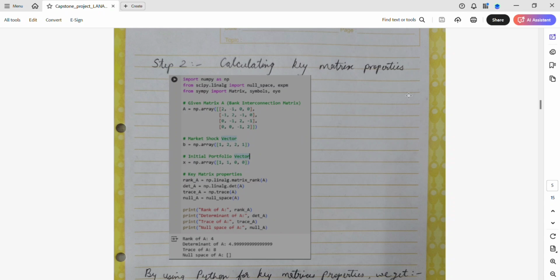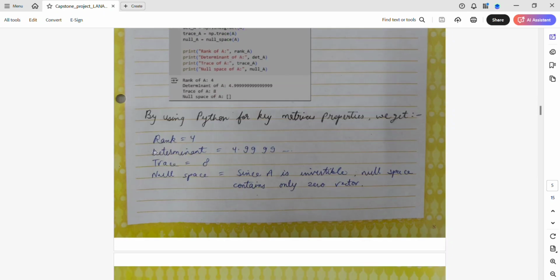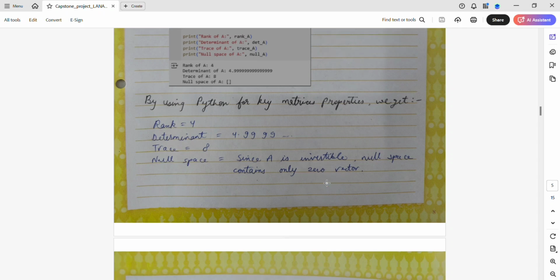Now, we are calculating key matrix properties using Python and libraries like NumPy. And here we got the result. Rank is 4, determinant is 4.99, trace is 8, and null space, since A is invertible, contains only the 0 vector.